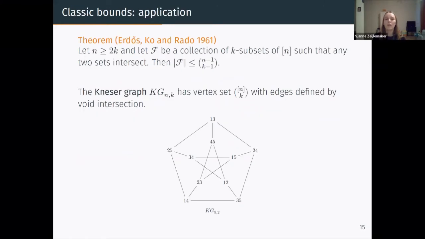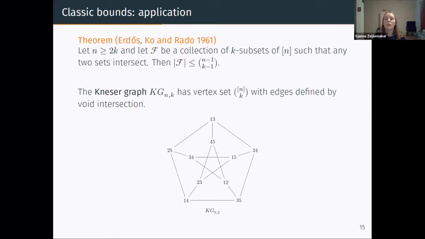And there are also some applications that follow directly from this bound. So for example, the Erdős–Ko–Rado theorem. I think we've actually seen this before a few seminars ago. It is a famous theorem that states that if we have some subsets of a larger collection such that any of them intersect, then we have an upper bound on the size of this collection.